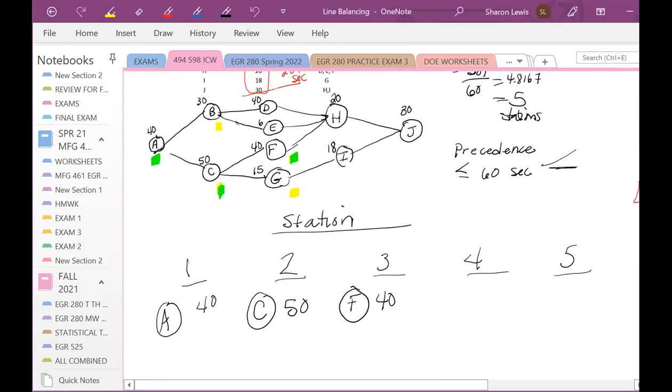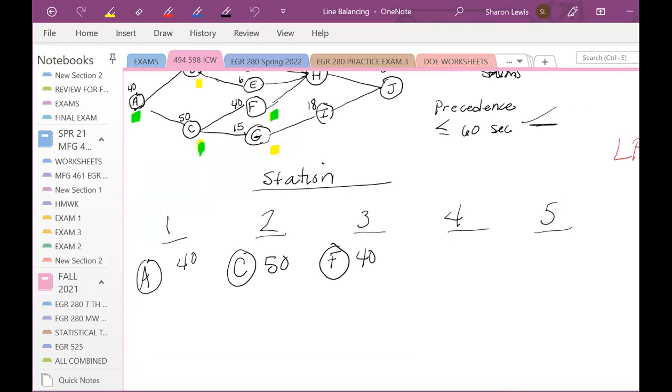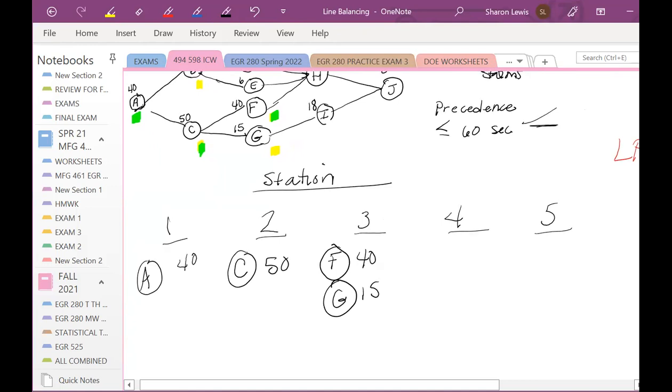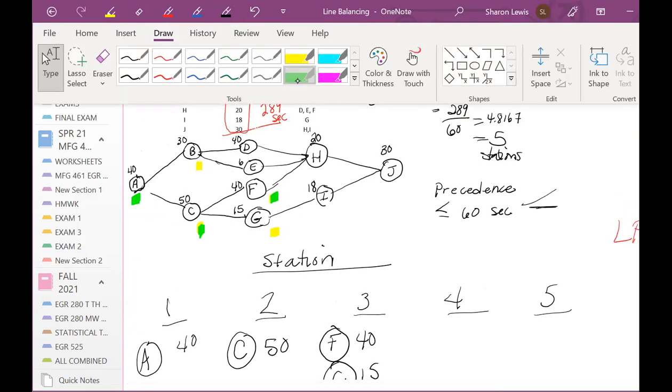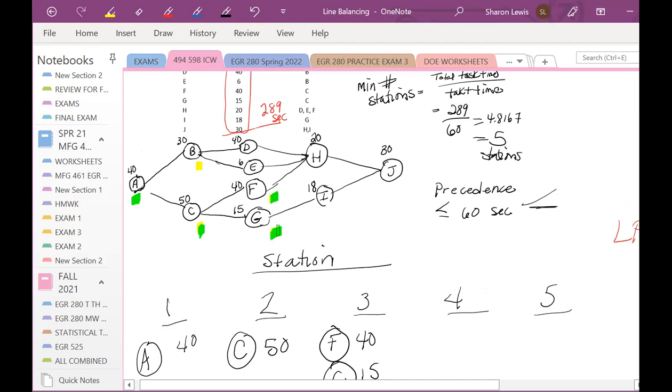We want to use longest processing time, and B would be our choice because B is 30 and G is 15. But B at 30 would make 70, which is too much. So what about G, the second in line of the longest processing time? Can we put G in? G does fit. So we move to G only because the one above it would not work. Now we've got 55 in station 3. Let's tag G as entered and accounted for.